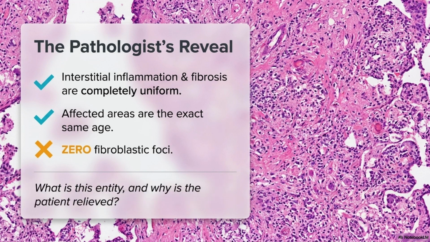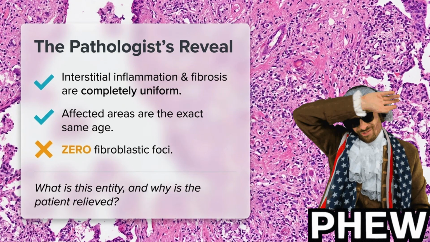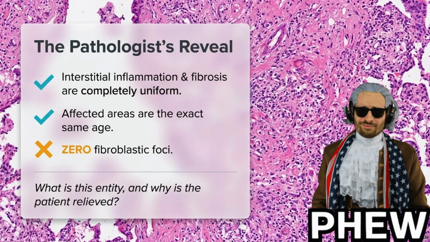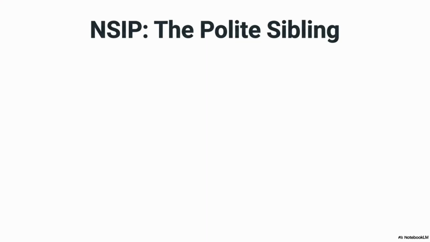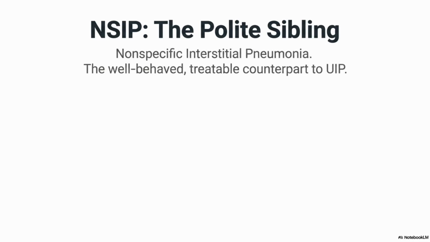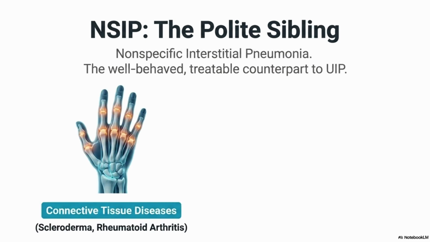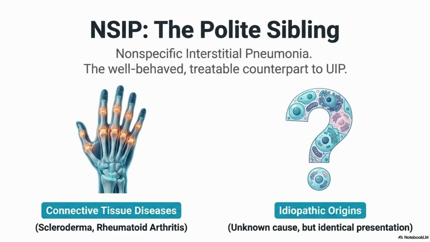So what is this entity and why is the patient so relieved to hear this diagnosis? The answer is NSIP, the polite sibling. NSIP stands for non-specific interstitial pneumonia. It is the well-behaved, treatable counterpart to UIP. We typically see this associated with connective tissue diseases such as scleroderma or rheumatoid arthritis. It can also have idiopathic origins, meaning there is an unknown cause, but it has the exact identical presentation.